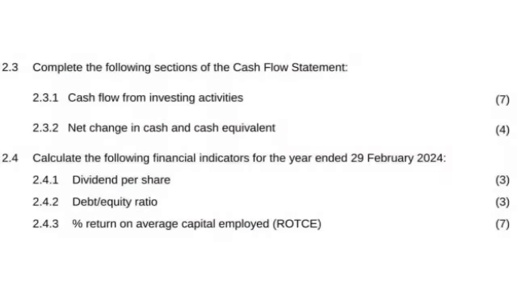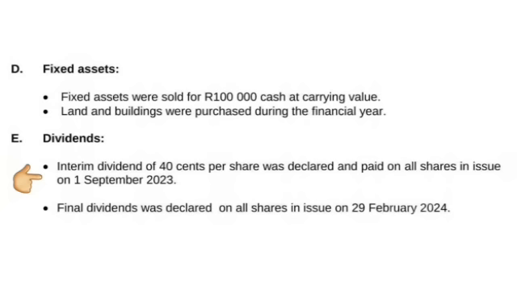So we are going to skip to the financial indicators, just in case the financial indicators in that video are different from these ones. Our first financial indicator is dividend per share. We are going to look into our information to find our dividend per share. We just need to find our interim and our final. We know that our interim per share was 40 cents. So let's find our final dividend per share.